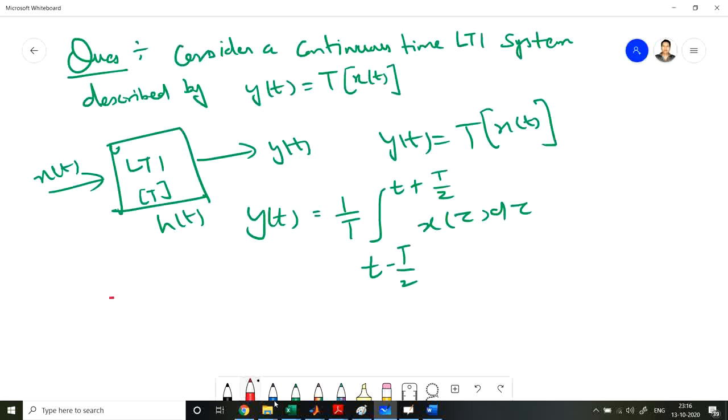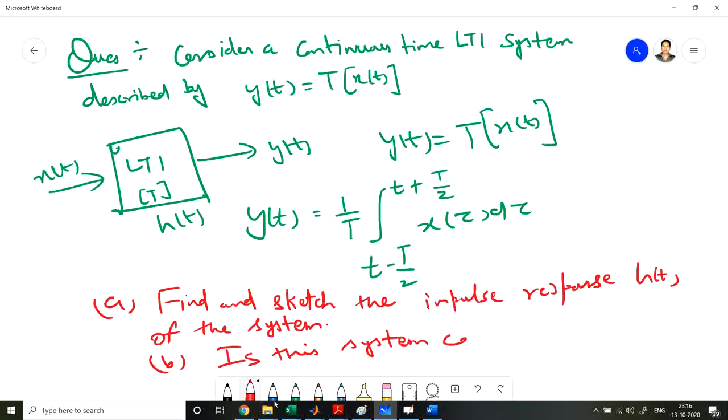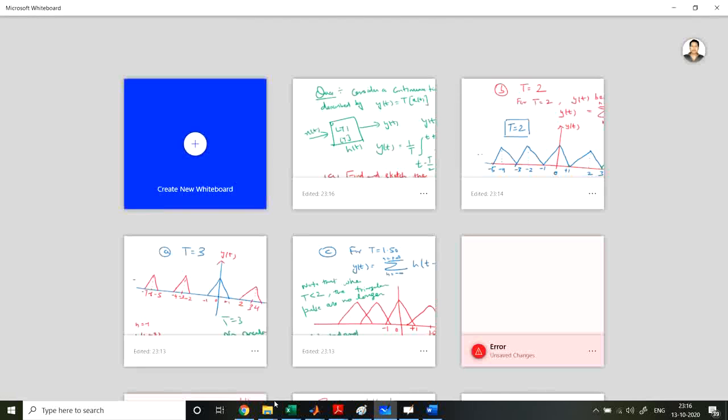Now we need to solve part A: find and sketch the impulse response ht of the system. Part B: is this system causal? Is this system causal? So we have to solve these two problems. So let us solve this problem.